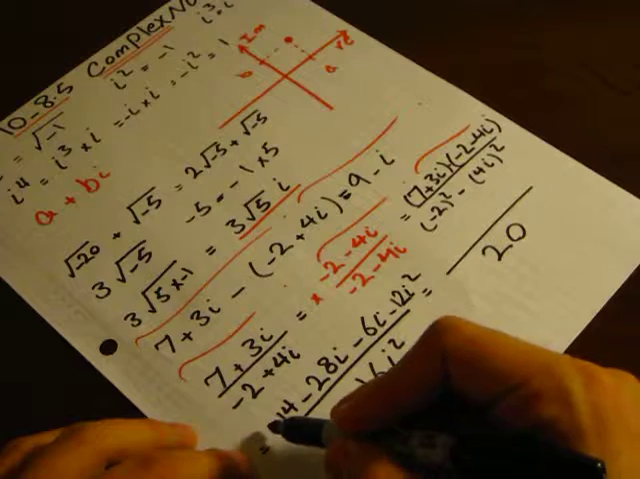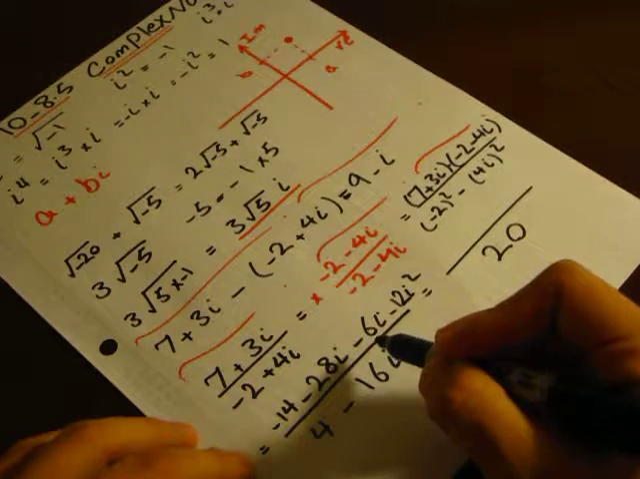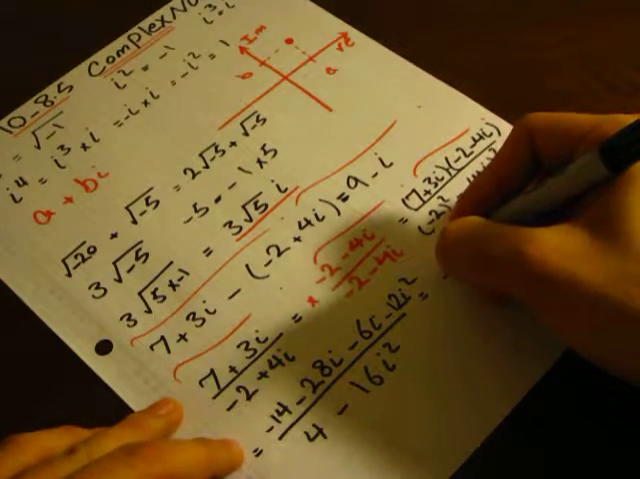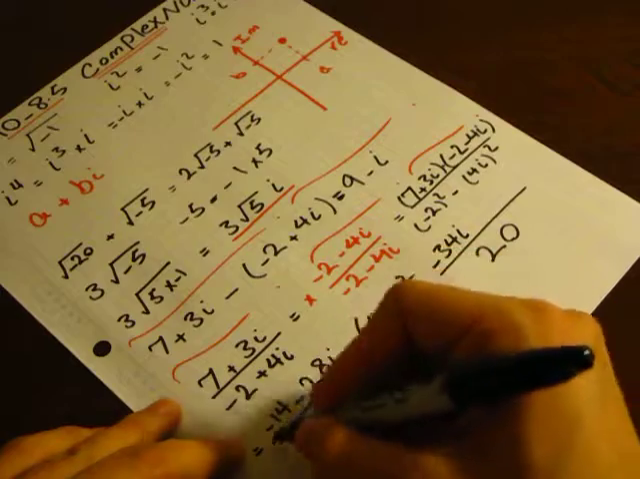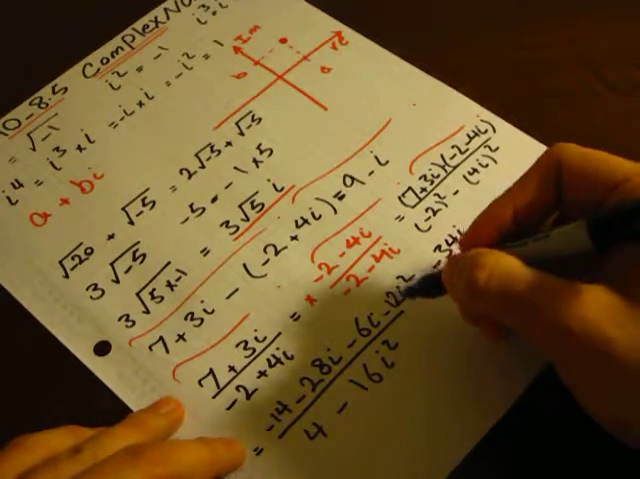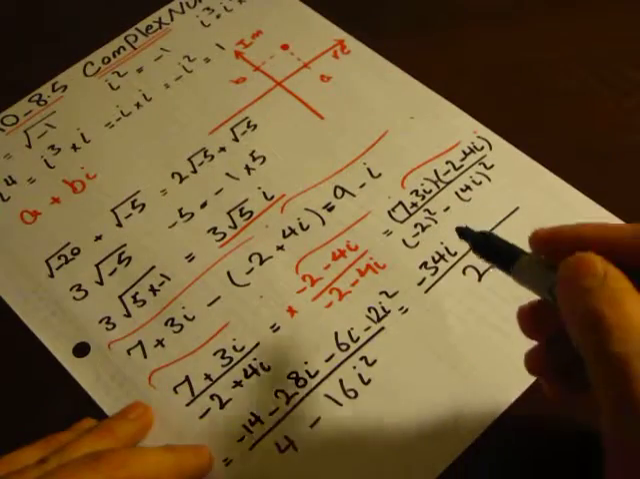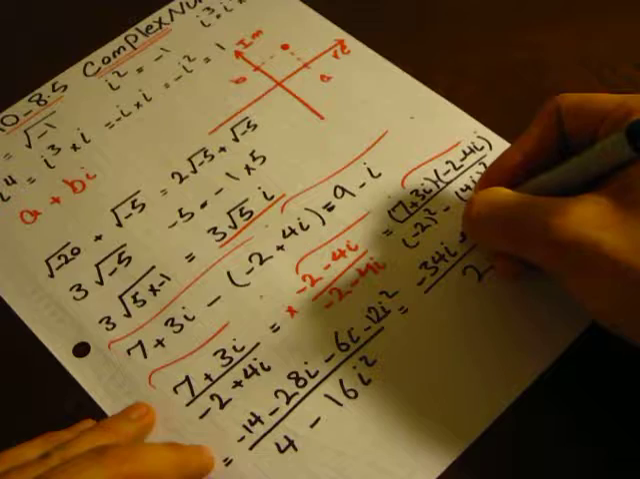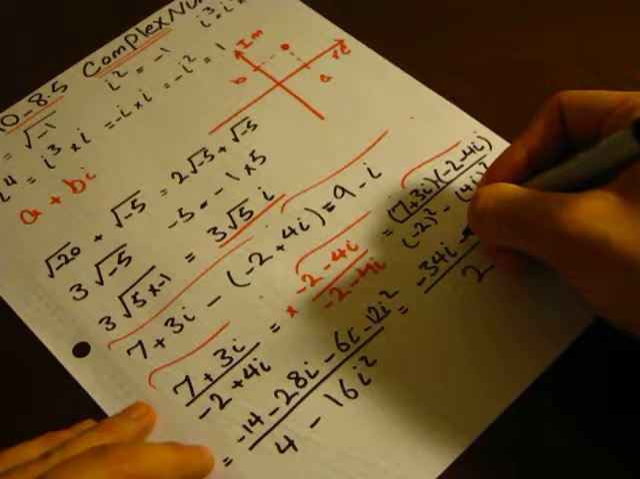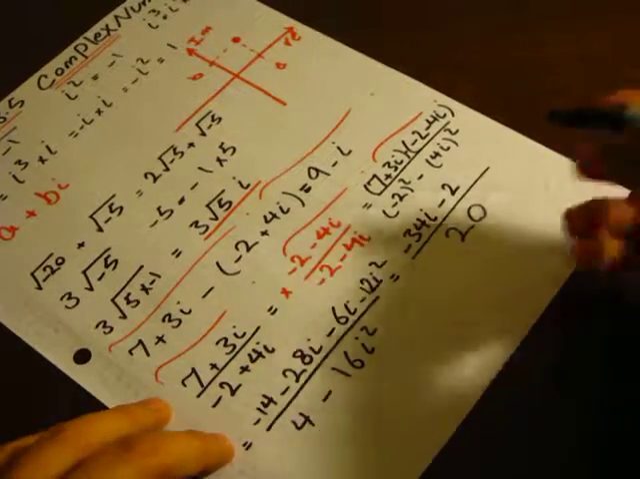So now let's simplify the whole thing. As you see, I have negative 28i right here and negative 6i right here. So it's going to be negative 34i. I have negative 14 right here and 12i squared. As you see, i squared is equal to negative 1. So it's going to be negative 14 plus 12, which is minus 2.